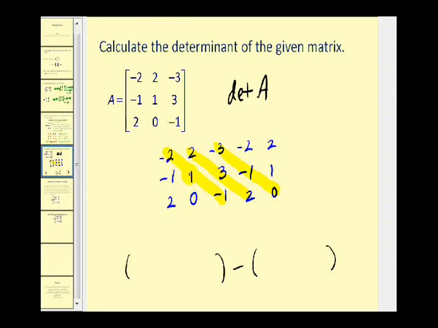So we have negative 1 times negative 1, that's positive 2, plus 2 times 3 times 2, that's 12, plus negative 3 times negative 1 times 0 is 0.